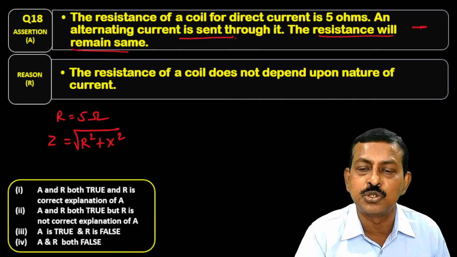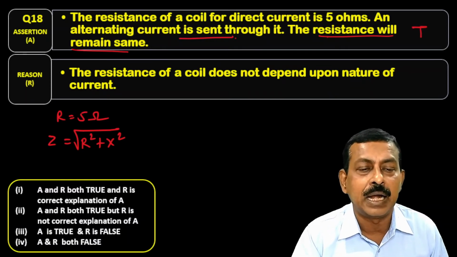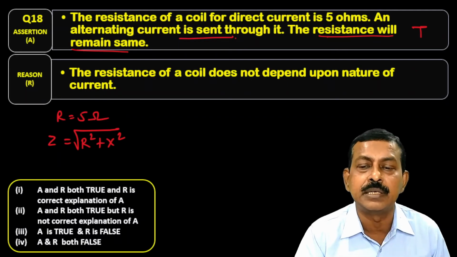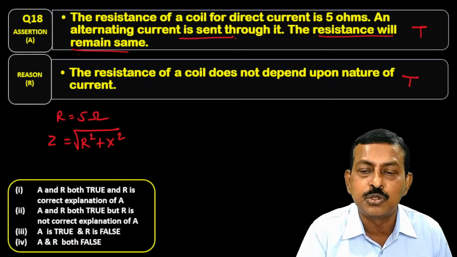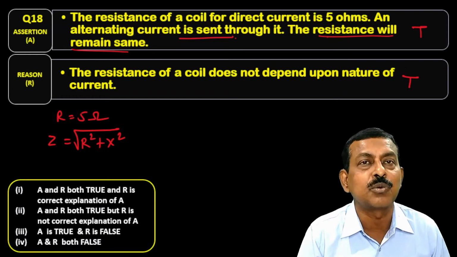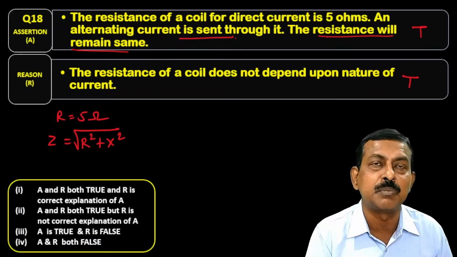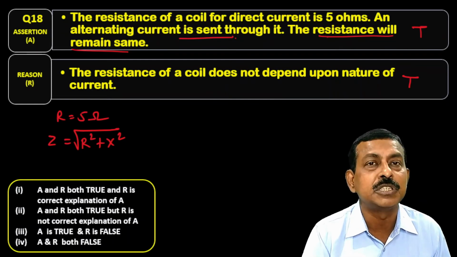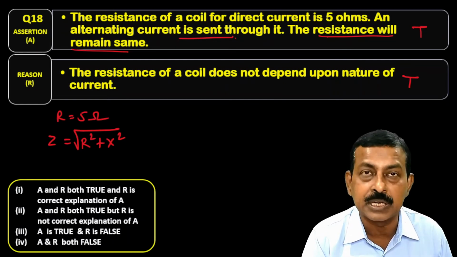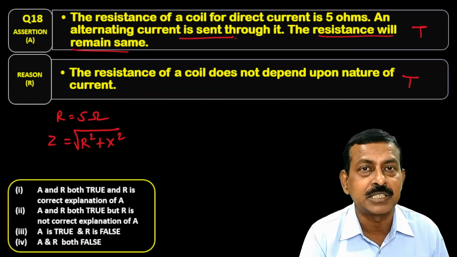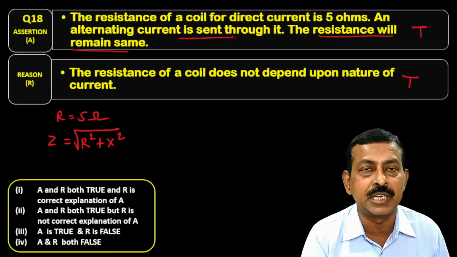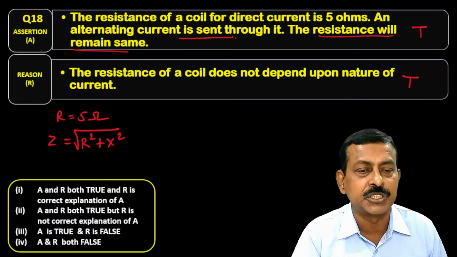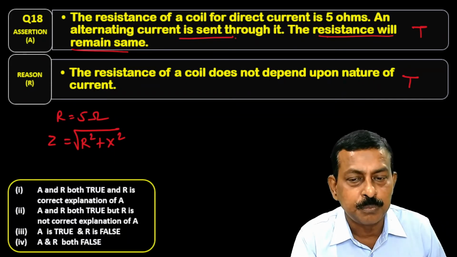So this is true. And resistance of the coil does not depend upon the nature of the current. So this is also true. The resistance of the coil is not depending upon the current which is passing through. It will depend upon the nature of the material which is being used, then the physical factors like the length, area of cross section and other. So it will depend upon that, and also on the temperature. So now both are true.